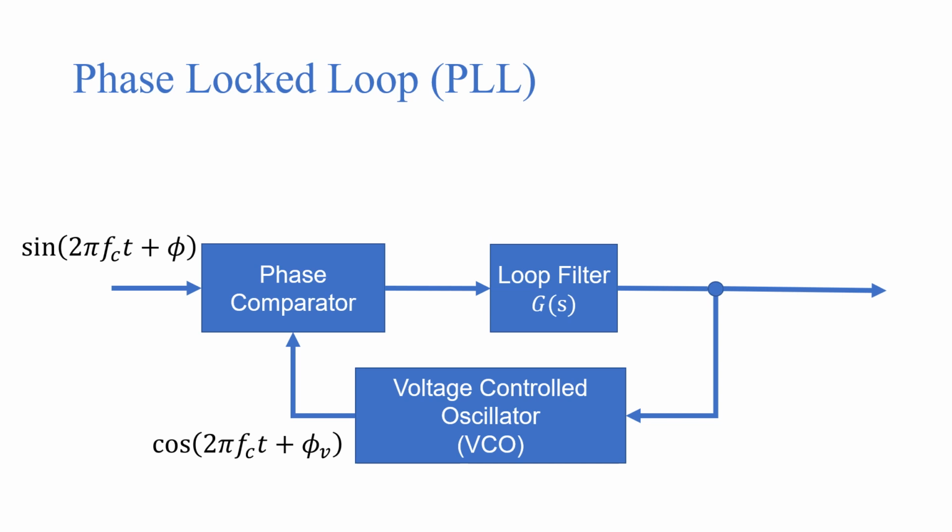A PLL circuit consists of three basic components: a phase comparator, also known as phase detector, a loop filter, and a voltage control oscillator, more commonly known by its acronym VCO. We will discuss these components in more detail after a couple of slides.